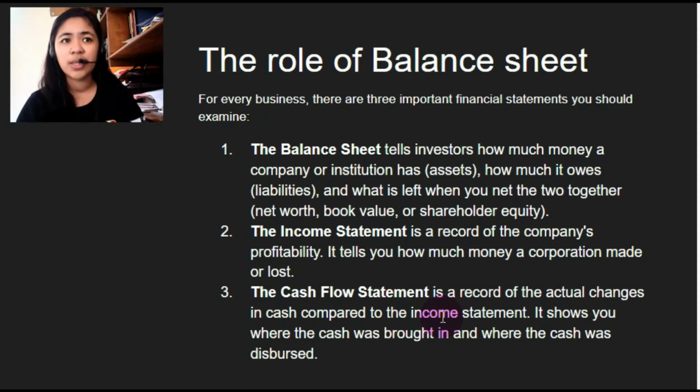Okay, so the income statement, ano ba yung mga income statement ng company? So ito yung record of the company's profitability na sinasabi sa iyo kung magkano yung pera na ginawa ng company and yung nawala sa company. Also, the third one is the cash flow statement. It's a record of the actual changes in cash to the income statement. Ano ba yung nagbago sa cash flow ng inyong company? So, it shows you where the cash was brought in and where the cash was dispersed. So, kung ano yung pumasok na pera, ano ba yung pinagamitan ng pera?